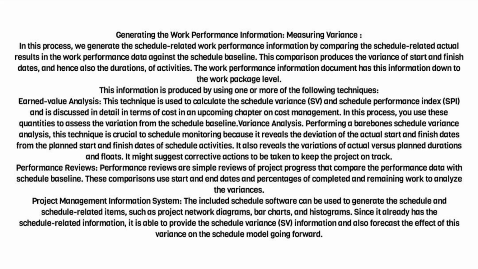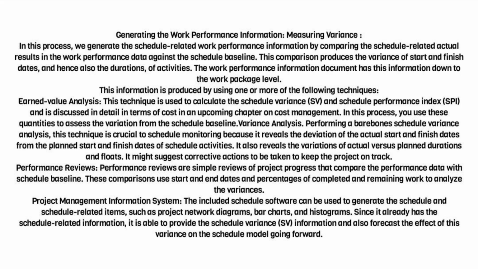Generating the work performance information, measuring variance. In this process, we generate the schedule-related work performance information by comparing the schedule-related actual results in the work performance data against the schedule baseline. This comparison produces the variance of start and finish dates, and hence also the durations, of activities. The work performance information document has this information down to the work package level.